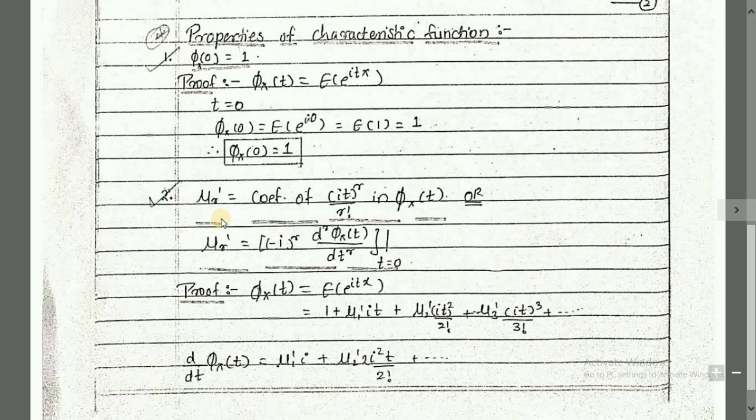Second is mu r prime is equal to the coefficient of (i t) raised to r upon r factorial in phi X of t. Anytime when you have to find the central moment or raw moment, just find the expression for phi X of t, then compare the coefficient of (i t) raised to r upon r factorial in phi X of t. That is, the result for this property is mu r prime is equal to minus i raised to r, d raised to r upon dt raised to r of phi X of t at t is equal to 0.